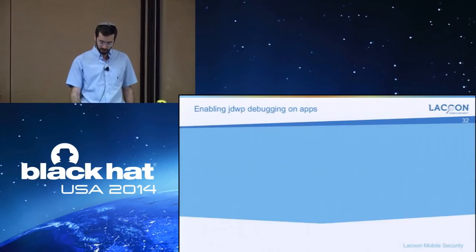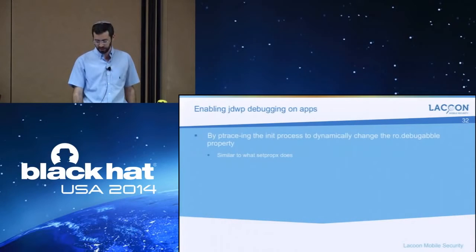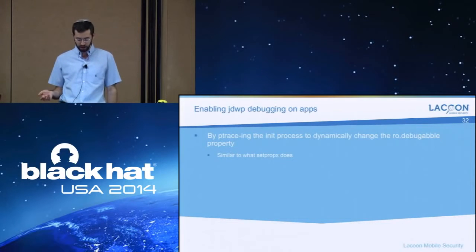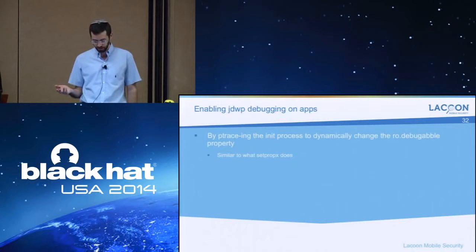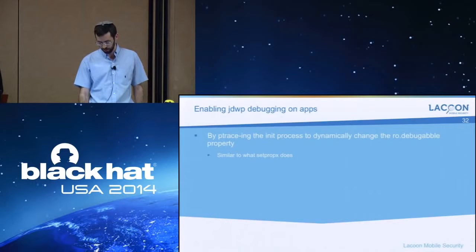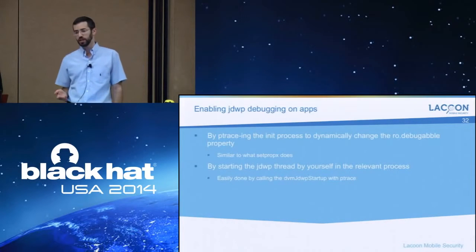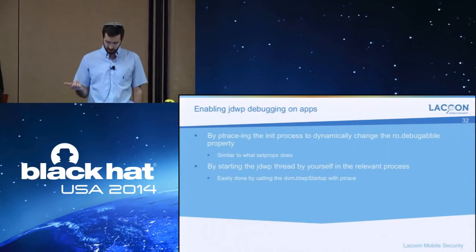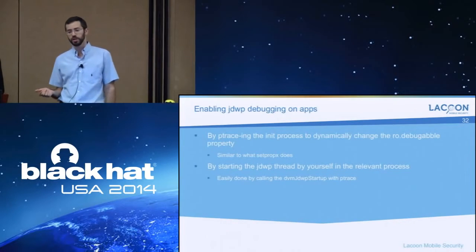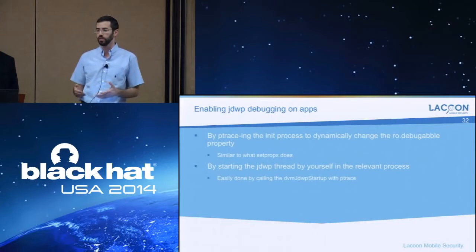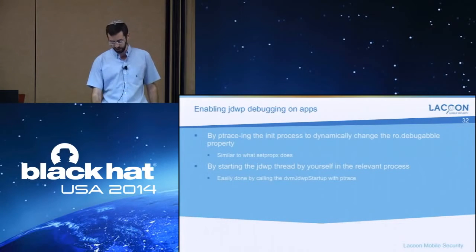So just as we saw, there are ways of enabling JDWP debugging on the app. One way was basically to ptrace the init process, the Zygote process, and change the ro.debuggable property. This is similar to what setpropex does, a tool available on the internet that allows you to change read-only properties to enable debugging. But a simpler solution was that you can debug the Citrix client or the VMware client and run a Dalvik function called JDWP startup, which basically starts up the JDWP thread, allowing you to connect to it with JDWP, even if the device is not in any kind of debuggable mode or anything of the sort.